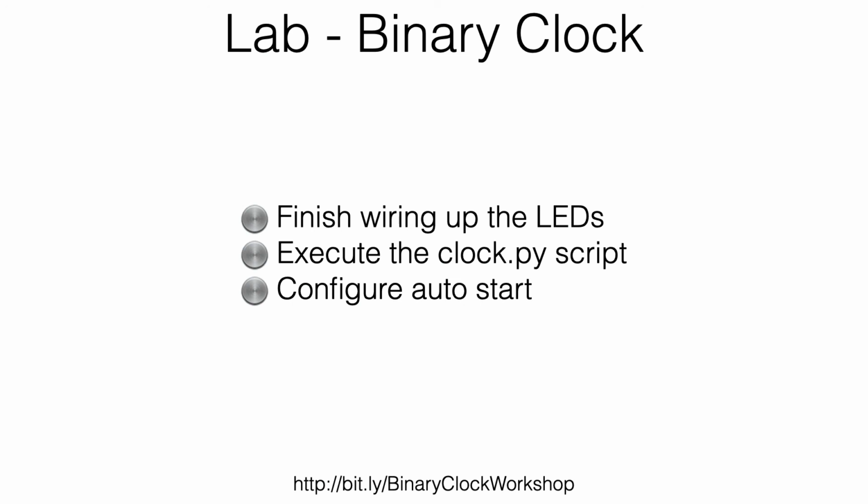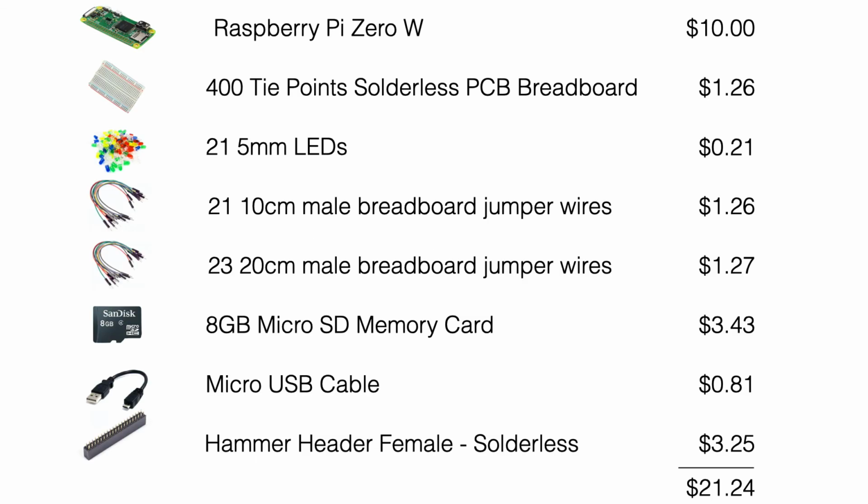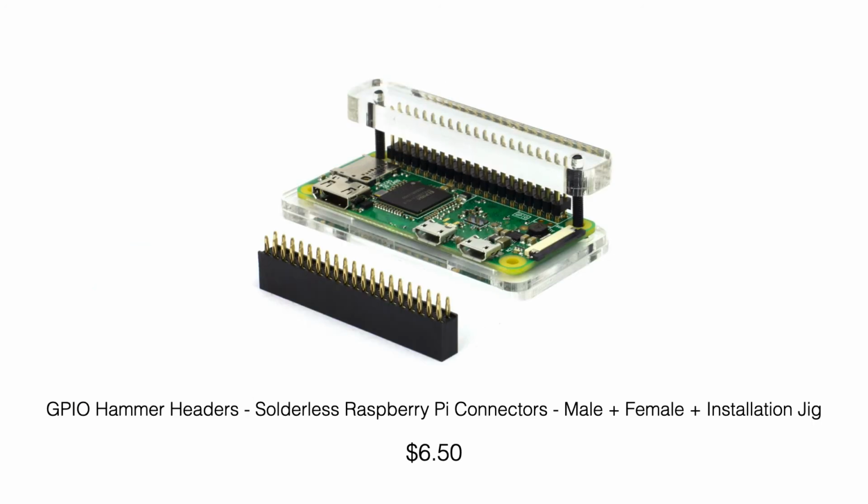then come back for some very important final thoughts. If you're interested in doing this project again, this is a parts list and prices paid when buying these components in bulk. The overall price for one of these kits is somewhere around $21. If you do use the solderless headers, it's not a requirement, but I do highly recommend the jig, as it does make installing the headers significantly easier.